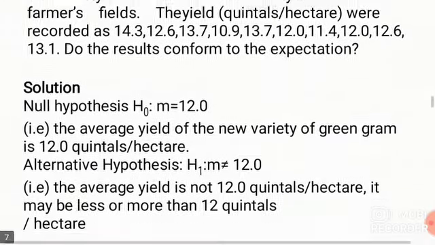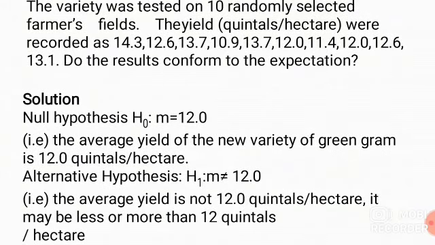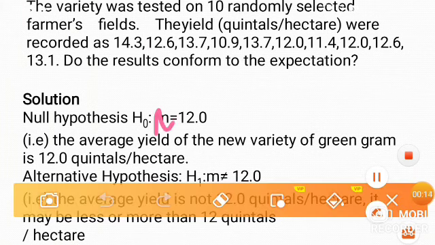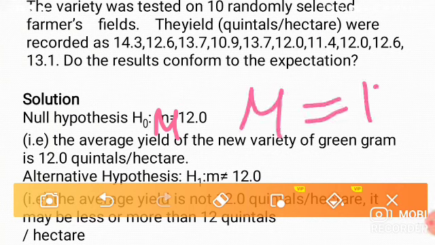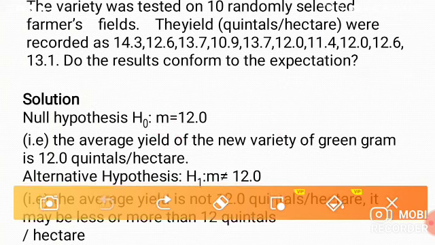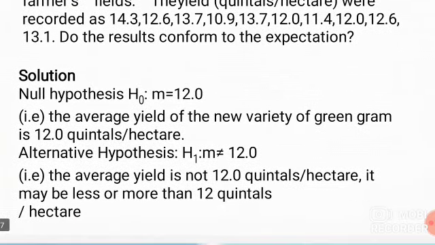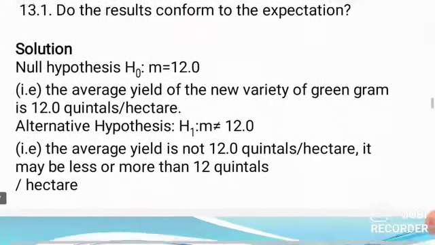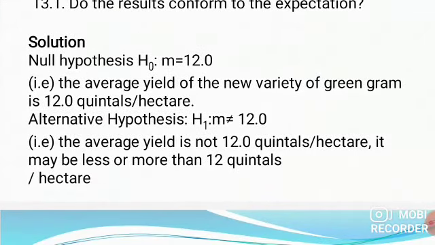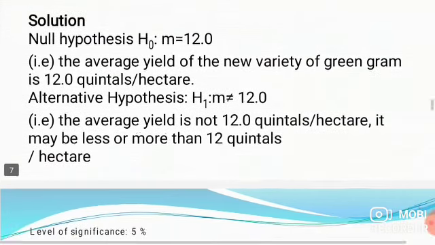Now the solution. Null hypothesis H0: dear student, this is mu not, mu equal to 12. The average yield of the new variety of green gram is 12 quintal per hectare, and the alternative hypothesis H1: mu does not equal 12, that is, the average yield is not 12 quintal per hectare. It may be less or more than 12 quintal per hectare.